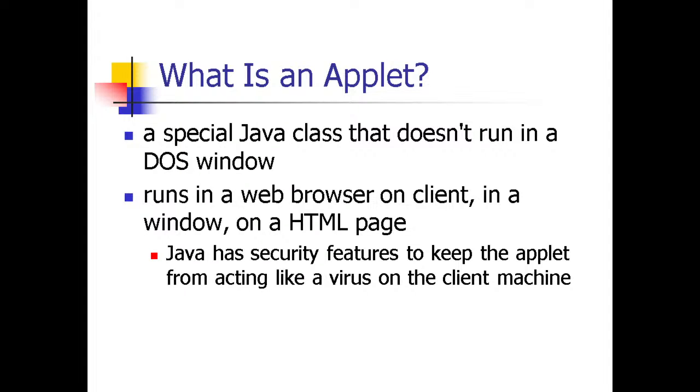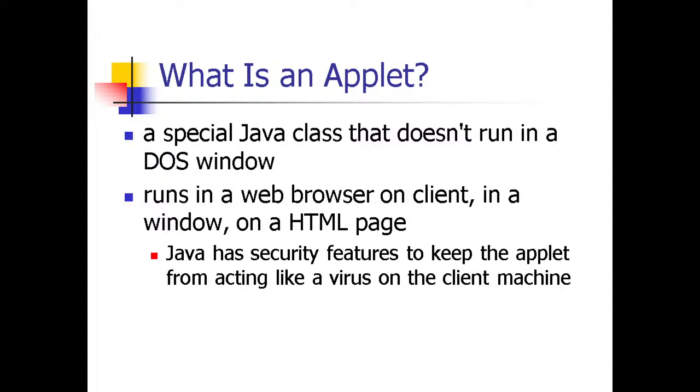An applet is a special Java class that does not run in a DOS window. So the major important thing is that I have to execute my program on a browser. The first thing to remember about a Java applet is that it is executed through the browser, not through the DOS of our Windows. It runs in a browser window, a web browser client window, in a window on an HTML page.